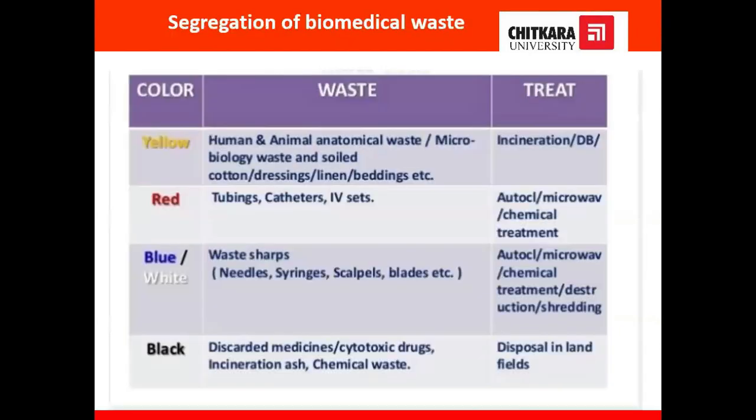Even in case of biomedical waste, separate types of dustbins are placed in pathological premises and hospitals, so that this biomedical waste can be put over there and it should be treated by the technologies mentioned in the third column. Yellow color dustbin is designed for human and animal anatomical waste. Incineration is required. In red color bins, tubing, catheters, IV sets can be put. It can be treated by autoclave. Blue and white are used for sharp material like needles and syringes, autoclaving is recommended. Black is for discarded medicines and cytotoxic drugs, and it can be disposed of into the landfills.